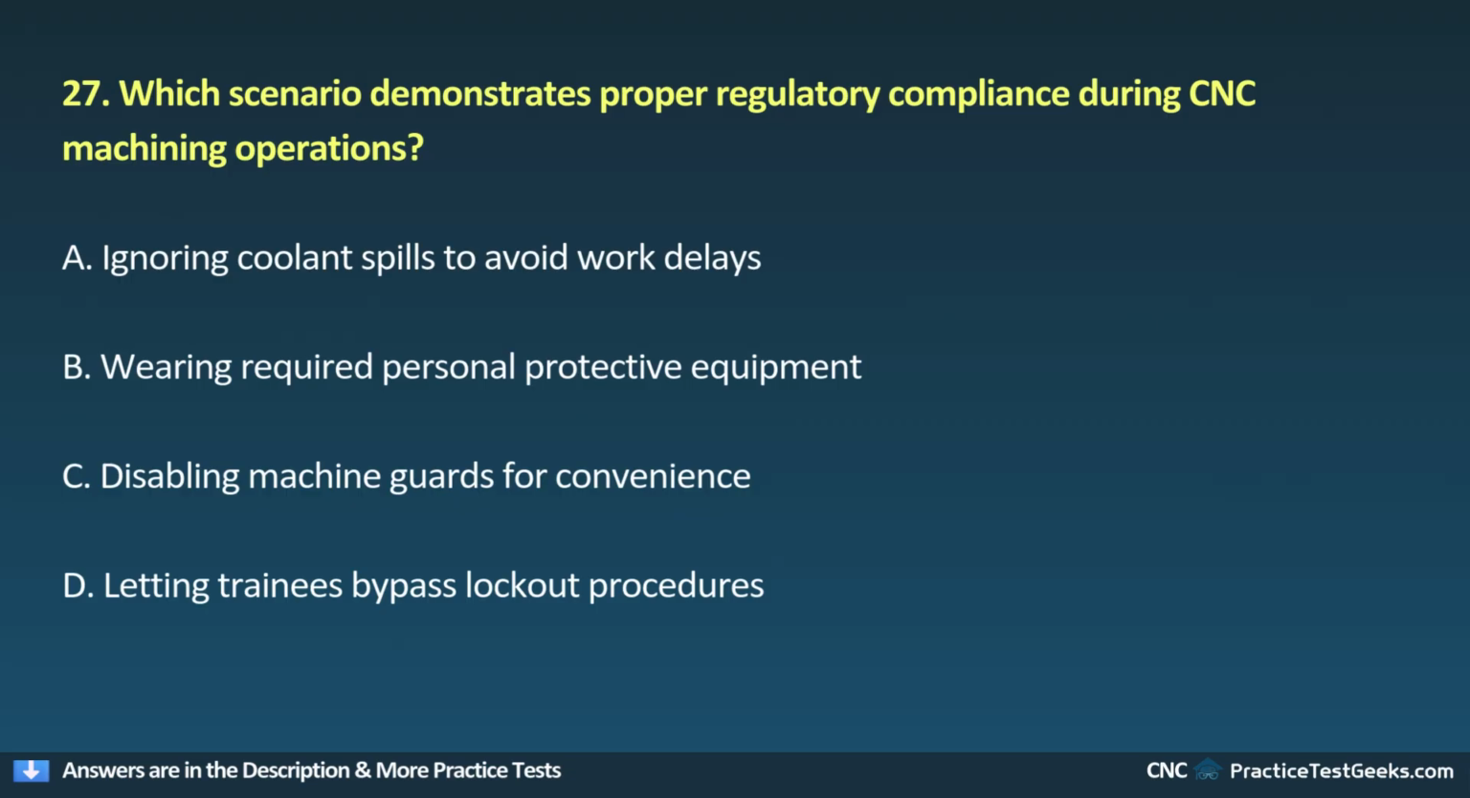27. Which scenario demonstrates proper regulatory compliance during CNC machining operations? A. Ignoring coolant spills to avoid work delays. B. Wearing required personal protective equipment. C. Disabling machine guards for convenience. D. Letting trainees bypass lockout procedures.